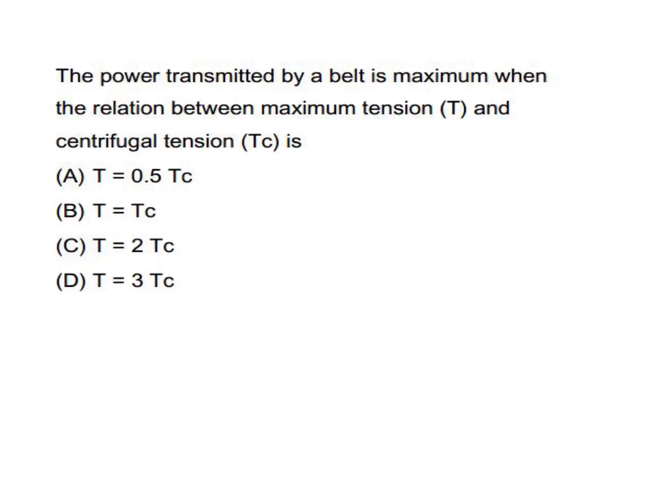The power transmitted by a belt is maximum when the relation between maximum tension T and centrifugal tension Tc is: T equal to 0.5 Tc, no. T equal to Tc, no. T equal to 2 Tc, no. T equal to 3 Tc. This is the answer, D.